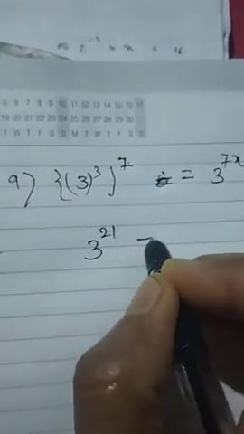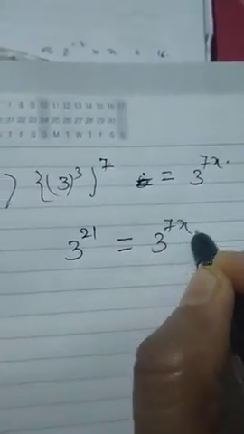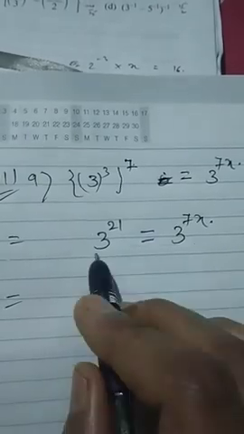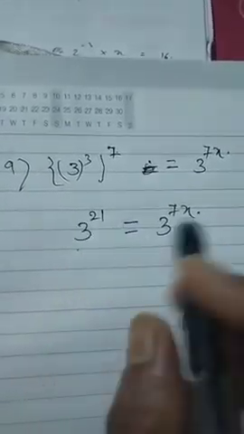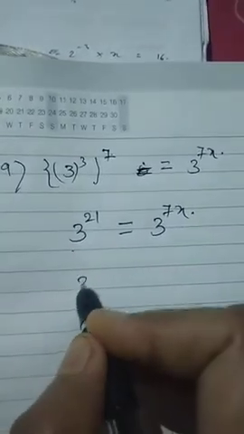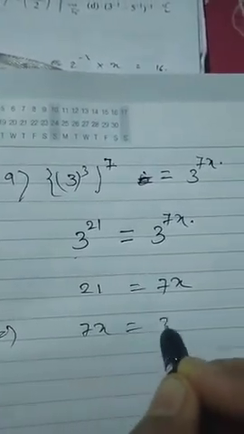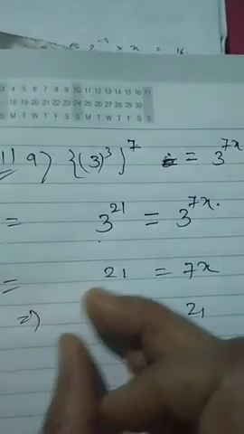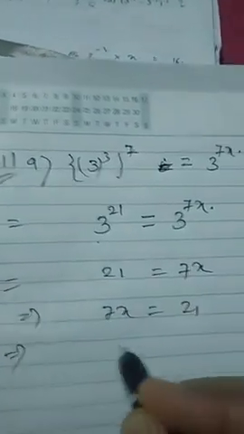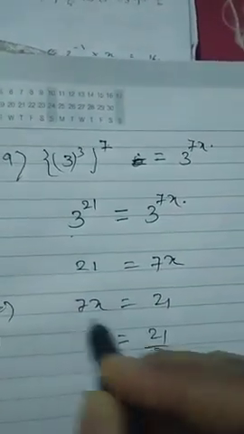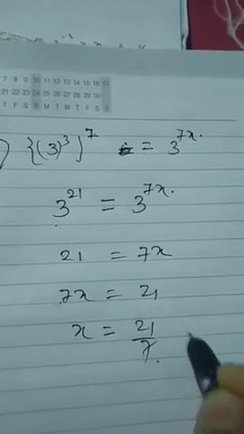Now 3 to the power 7 threes is 21, is equal to 3 to the power 7x. As I told you, whenever the bases are same, we can equate the powers. So this is equal to this: 21 is equal to 7x, or you can write 7x is equal to 21. You can shift this one this side and this one this side. Now you have to find the x value. So this 7 is in multiply, it will come down as divide.